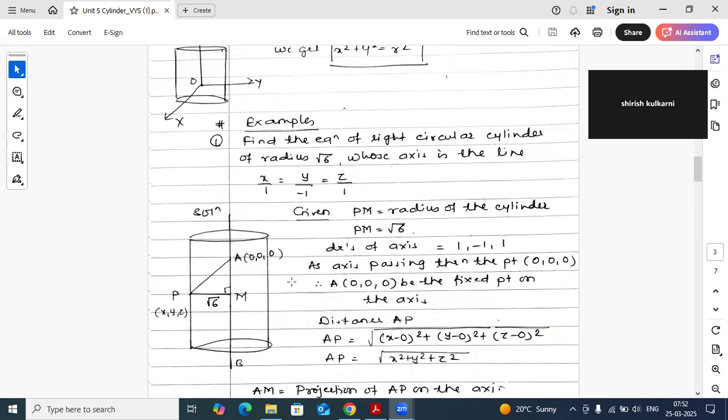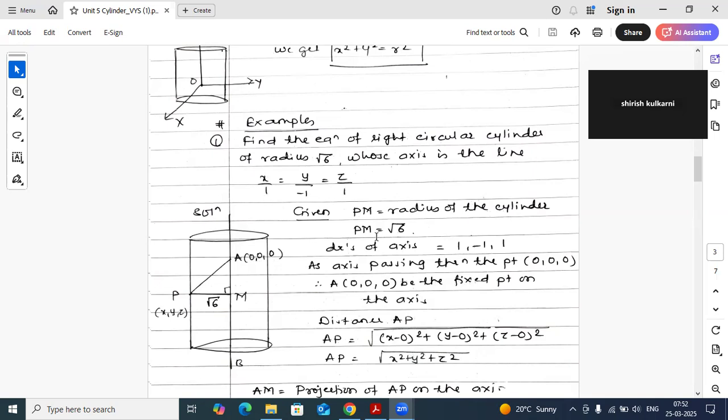Here the radius is given, and the equation of the axis is x minus x1, y minus y1, z minus z1. Here x1, y1, z1 is 0, clear? Means x1, y1, z1 is not present. Therefore, the axis passes through the origin A (0, 0, 0), and you know the DRS of the axis. The DRS of the axis is 1, -1, 1.